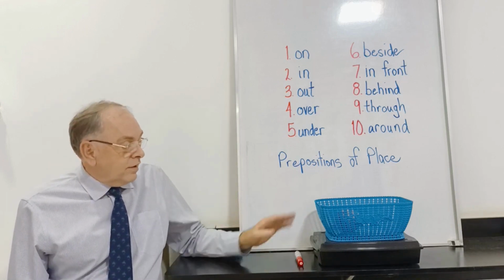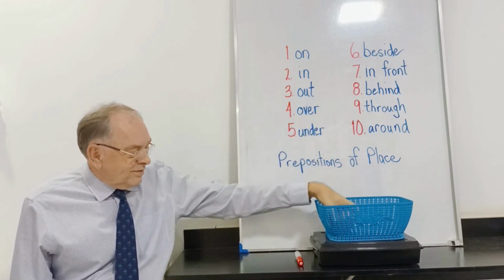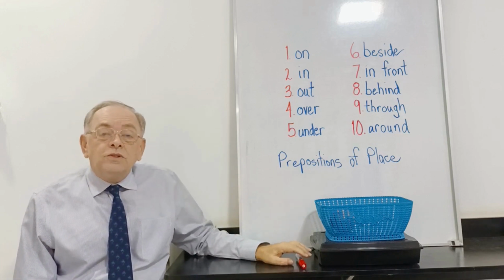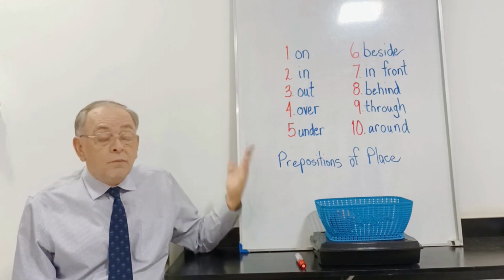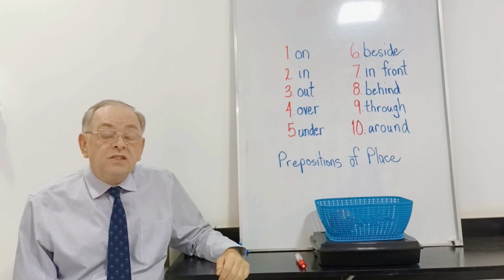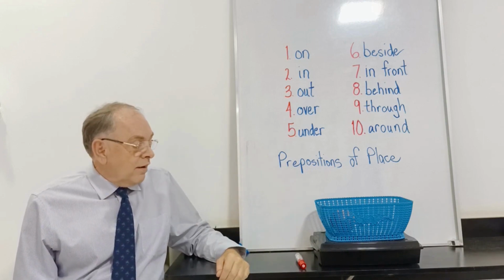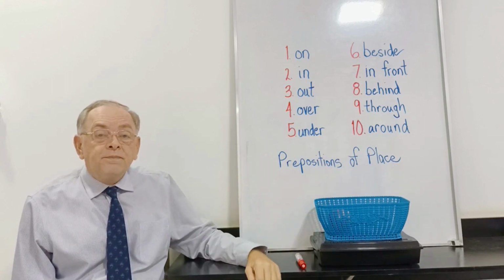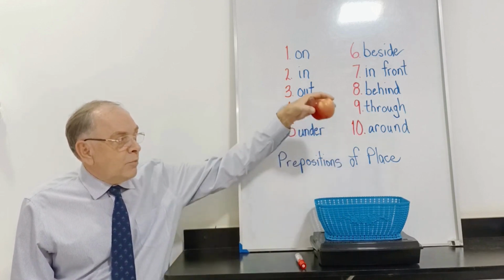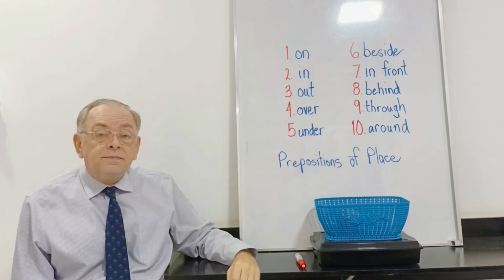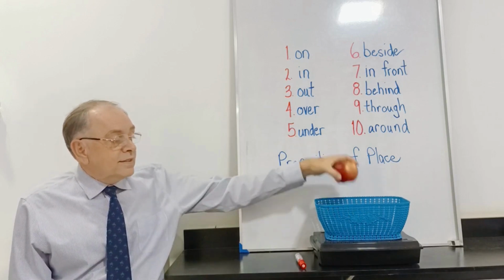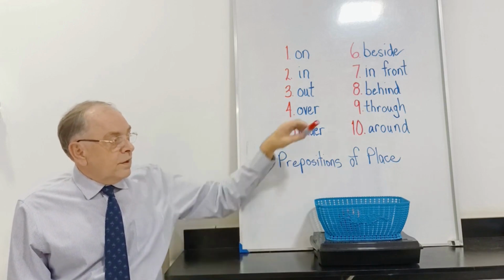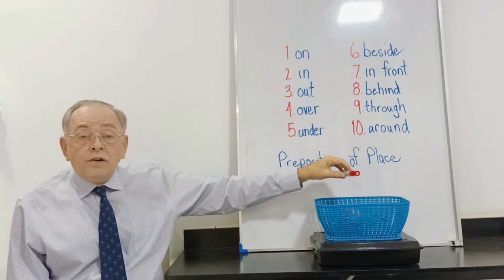The props that I have: basket, apple, and red marker for this one. So to give you the examples from this list of 10 prepositions of place, we would have on. The basket is on the table. In. The apple is in the basket. Out. I take the apple out of the basket. Over. The red marker is over the basket.